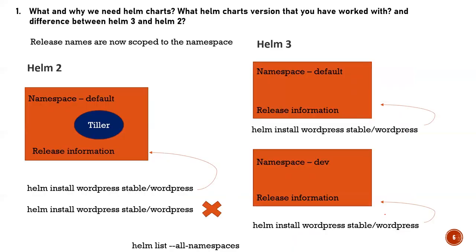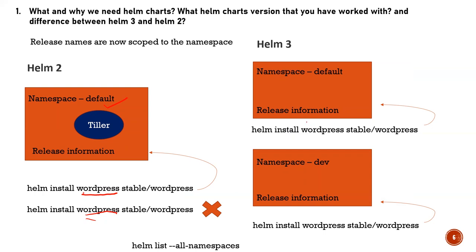Moving on, the other difference is that release names are now scoped to namespaces. In Helm 2, when we use a specific release name, let's say I've used WordPress as my release name and deployed the Helm chart in the default namespace, it is running fine. Now I want to use the same release name in a different namespace. Is it possible? No, in Helm 2 it is not possible. Once you have used that release name, you can't reuse it, even in a different namespace.